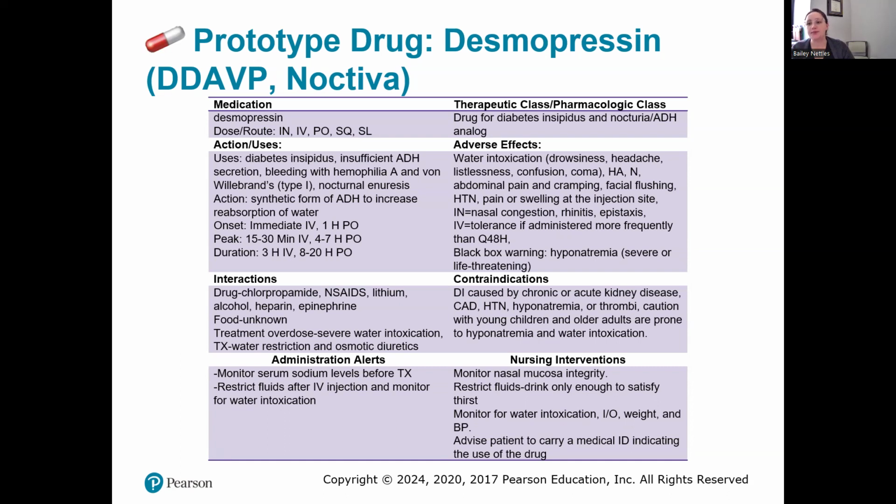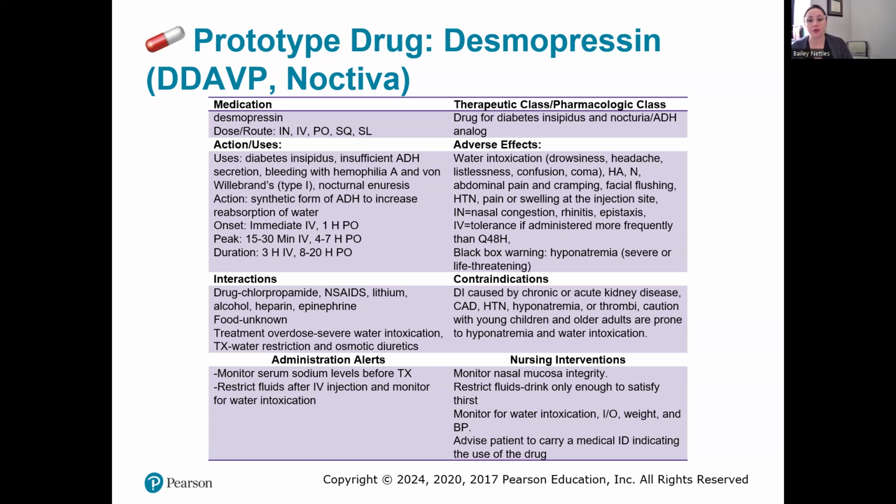Black box warning: hyponatremia, severe or life-threatening. I have so much water that my salt cannot keep up, so it's low and I have all this extra dilution. So we have to monitor for hyponatremia, okay? And make sure they don't have hyponatremia before we give it.